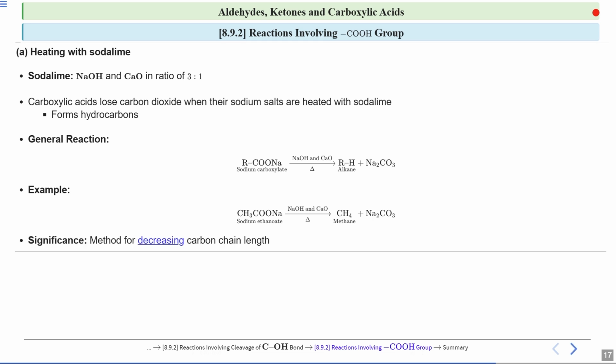The significance of this reaction lies in its ability to decrease the carbon chain length. Each time you apply this reaction, the carbon chain shortens by one carbon atom. So if you want to prepare a lower alkane from a higher acid, this is quite a useful method.